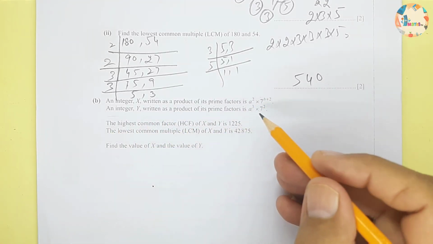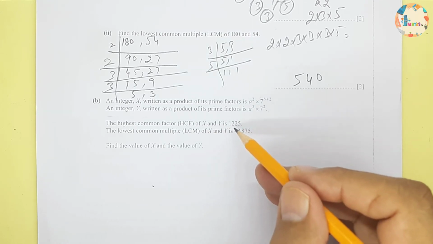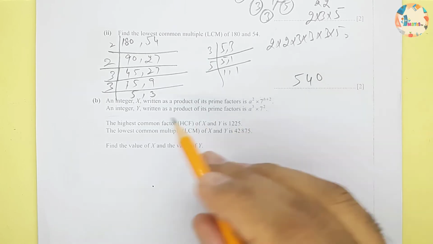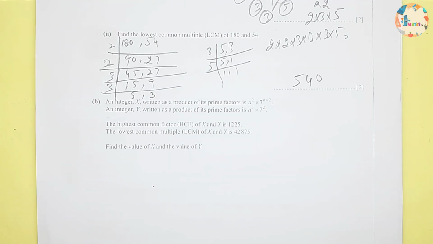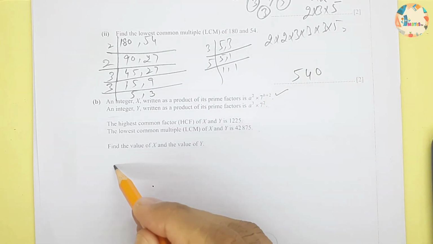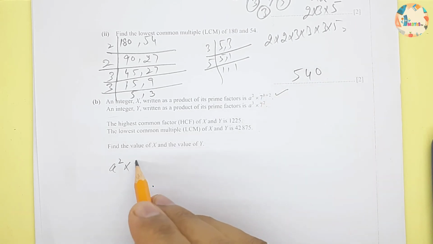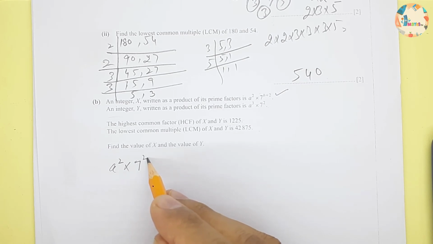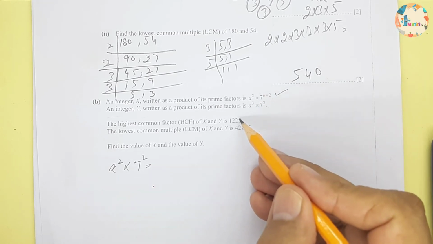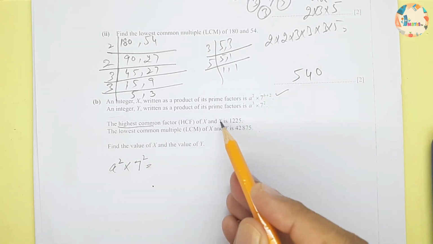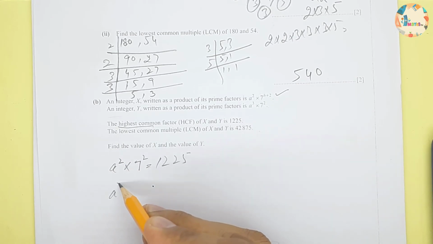An integer x written as a product of prime factors is this one. An integer y written as a product of its prime factors is this one. The highest common factor of x and y is this one, and the lowest common multiple, LCM, of x and y is this one. Find the value of x and y. So for this part we can utilize this information, which is a square into 7b square, so we can write 7 square, and if we take b is equal to 1, then this will be the situation, and they are saying the highest common factor is equal to 1225, and we can calculate a square.